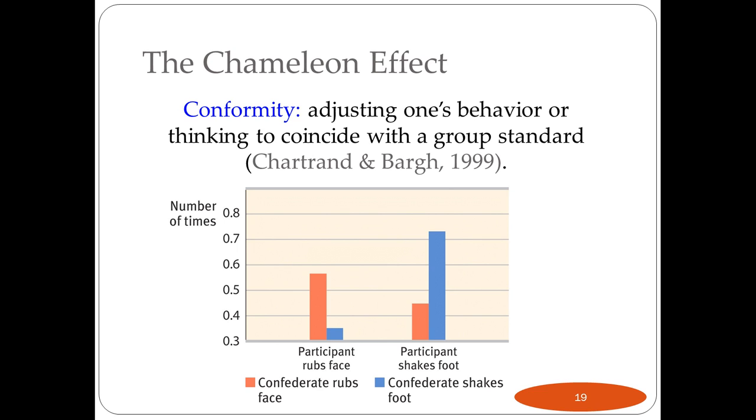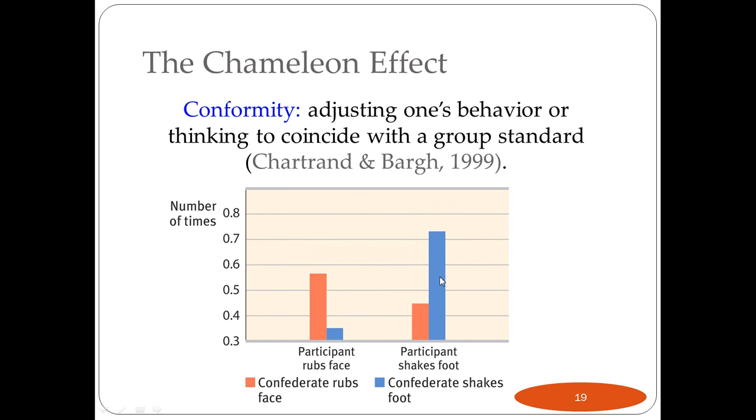So in one study, they're all sitting in the waiting room, apparently waiting for the study to begin, when in reality the study is the waiting room. And so the confederate rubs his face. And they counted the number of times that the actual participant rubbed their face. We also measured the number of times that they shook their foot. And what we see is that when the confederate rubs their face, the participant rubs their face at a higher level than when the confederate shakes his foot.